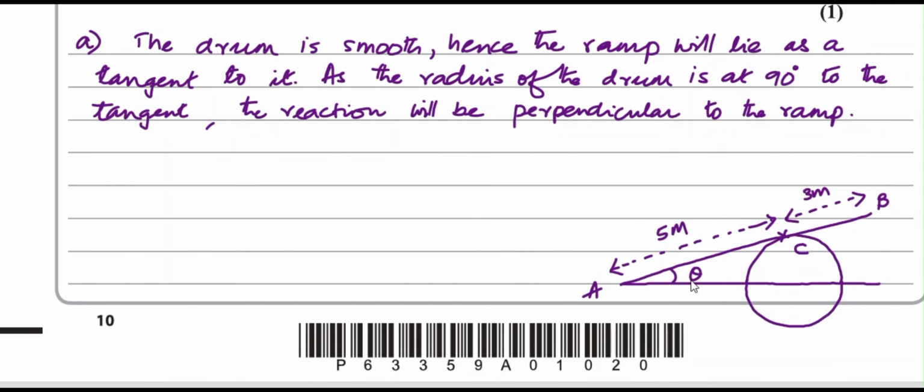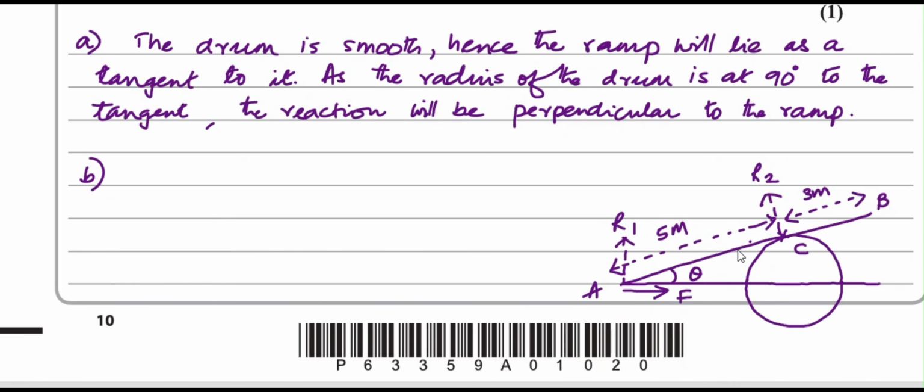I have captured the diagram once again here. There are two reactions involved here, one at point A, which will be perpendicular to the horizontal because there is a friction which is acting in this direction. Therefore, the reaction here will be perpendicular to the frictional force. The reaction at C we already discussed in part A. Because it's a smooth drum, it will be perpendicular to the plane of the ramp. So let's call this R1 and this R2.